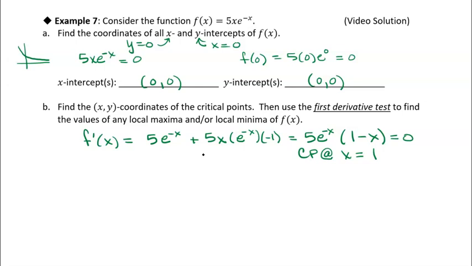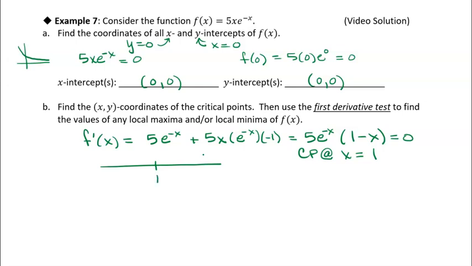Now I just need to test it. Let's draw a little number line. I'm using the first derivative test on this one. I could use the second derivative test, but you can see this is one where it's actually easier just to use the first derivative test, because if we take the derivative of the derivative here, we would have to use the product rule again, which is fine, but it just is not very pretty.